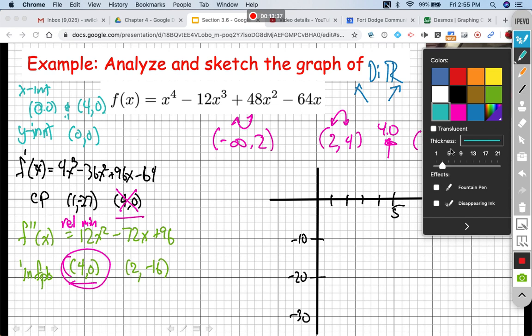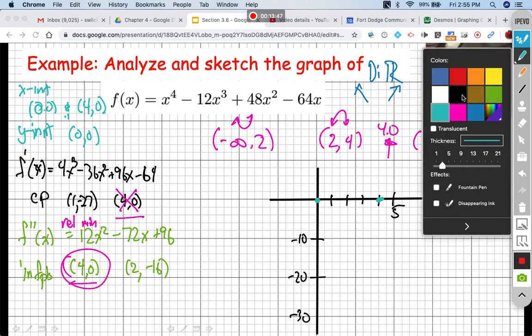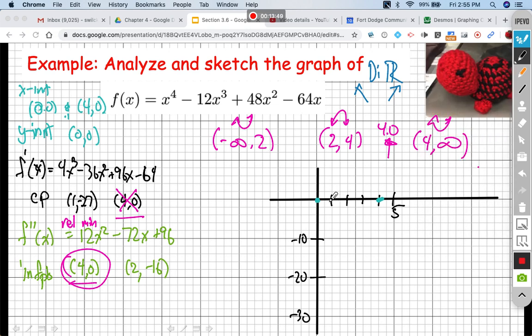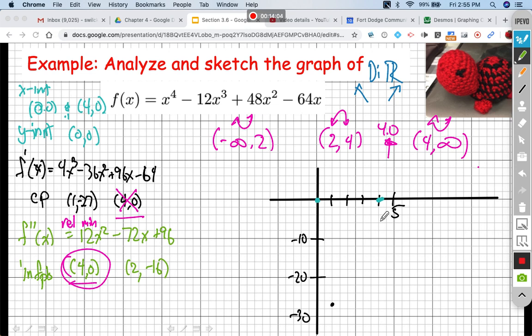Points I know. I have x-intercepts at 0 and at 4. That's also my y-intercept. I know I have my critical point. My relative minimum is at 1, negative 27. I have an inflection point at 2, negative 16, and here at 4, 0.